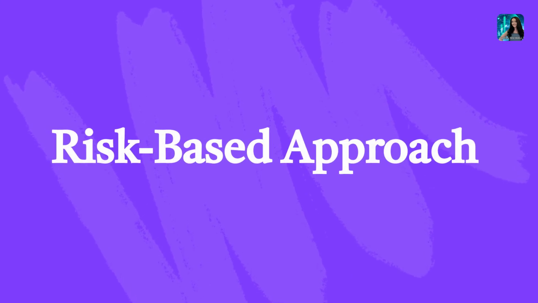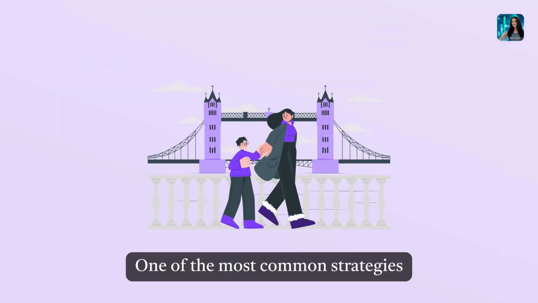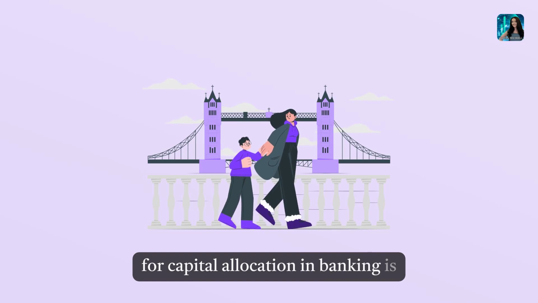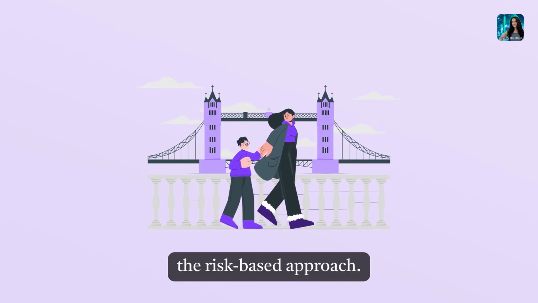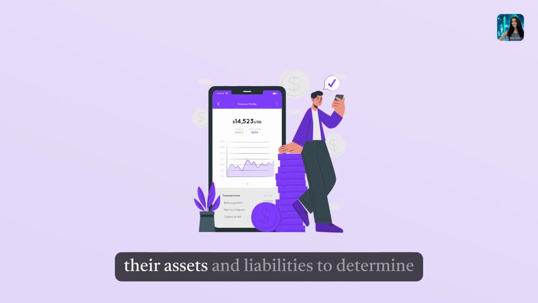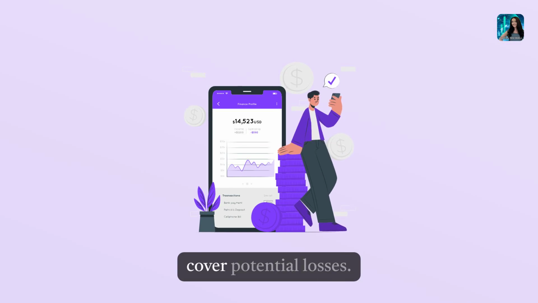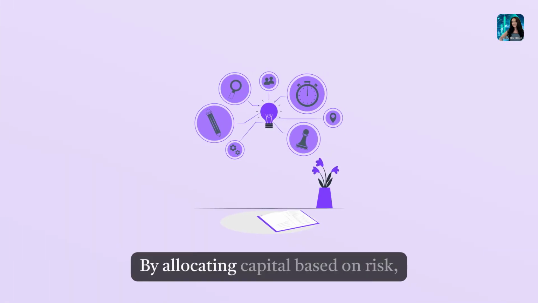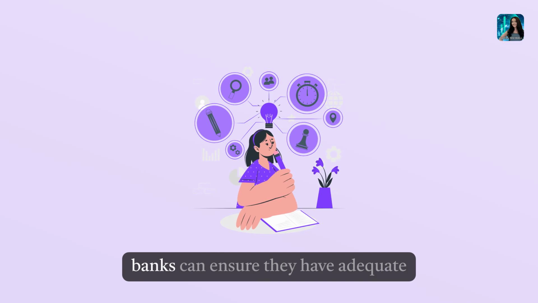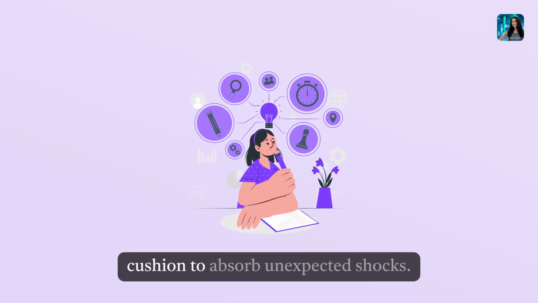Risk-based approach. One of the most common strategies for capital allocation in banking is the risk-based approach. Banks assess the risk profile of their assets and liabilities to determine the amount of capital required to cover potential losses. By allocating capital based on risk, banks can ensure they have adequate cushion to absorb unexpected shocks.